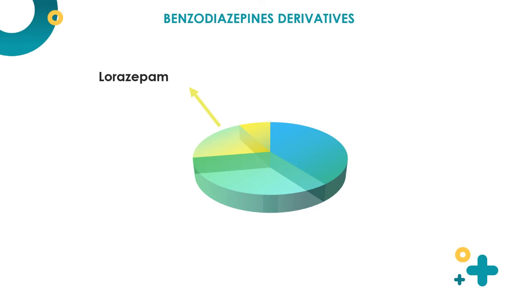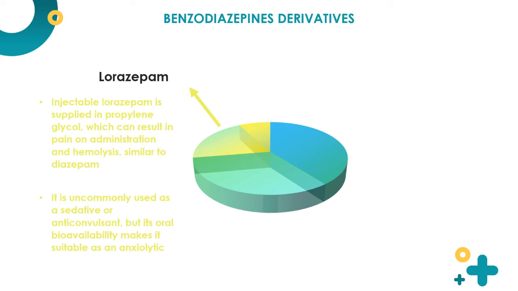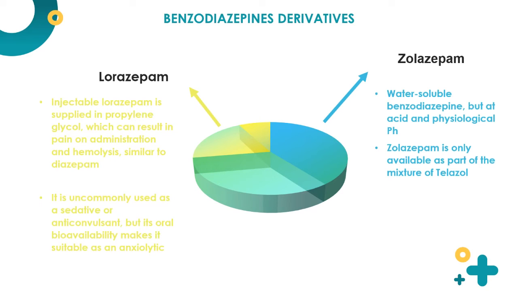Lorazepam is a drug of choice for status epilepticus in humans. Its therapeutic level is achieved when administered intravenously. Injectable lorazepam is supplied in propylene glycol that causes pain on administration. Lorazepam is uncommonly used as a sedative or anticonvulsant. Lorazepam is water-soluble at acid and physiological pH. It is only available as part of the mixture of Telazol.